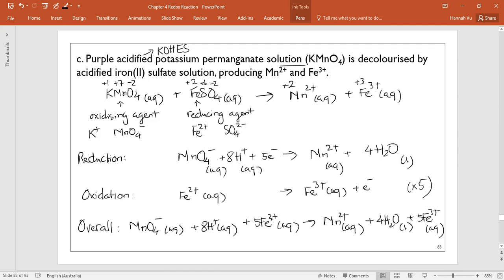Let's do a quick charge check. -1, +10, that's +9 overall. That's weird. Oh no, there's 8 of these as well. +9 and +8 is +17, and then +2 and +15 is +17. Good stuff. That's part C.